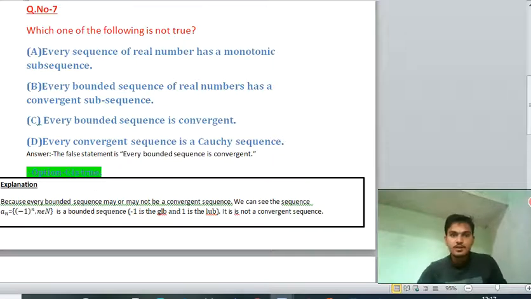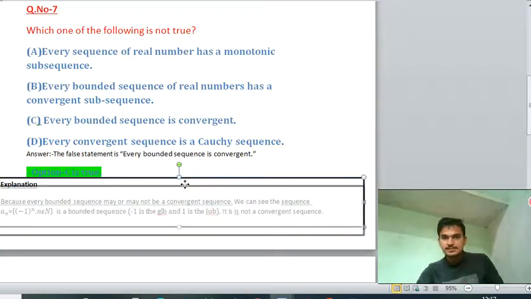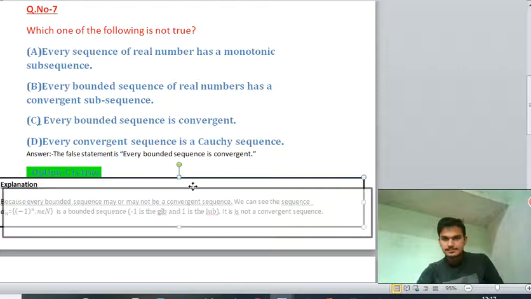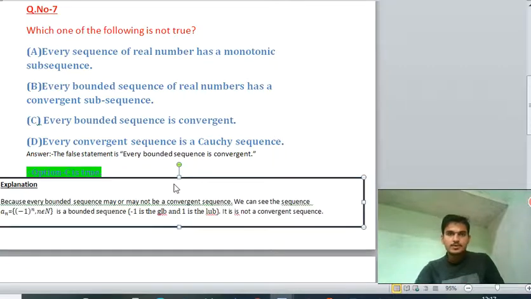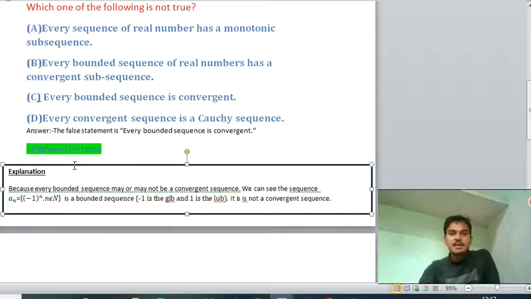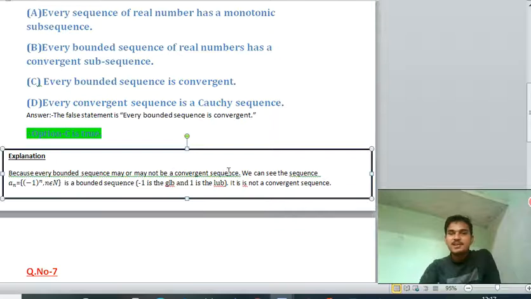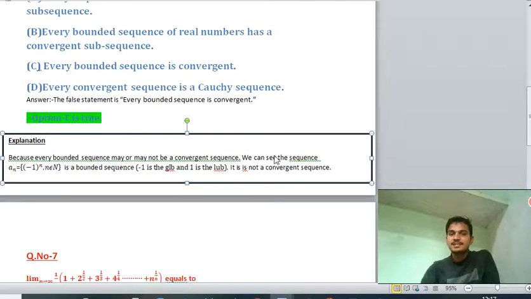Option C. Option C is true. Here you can see, because every bounded sequence may or may not be a convergent sequence. We can give an example.